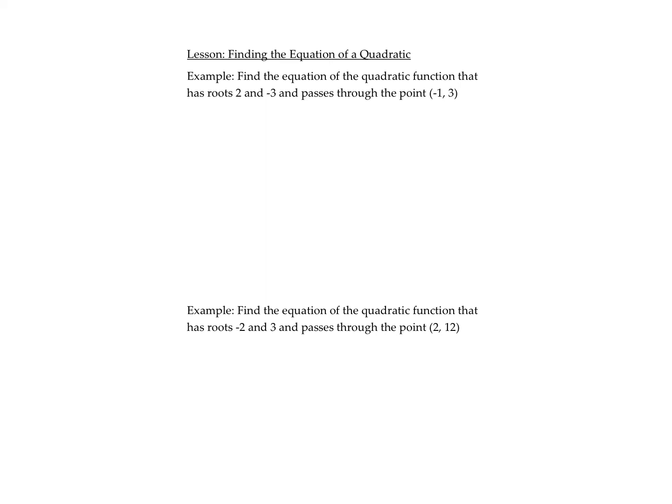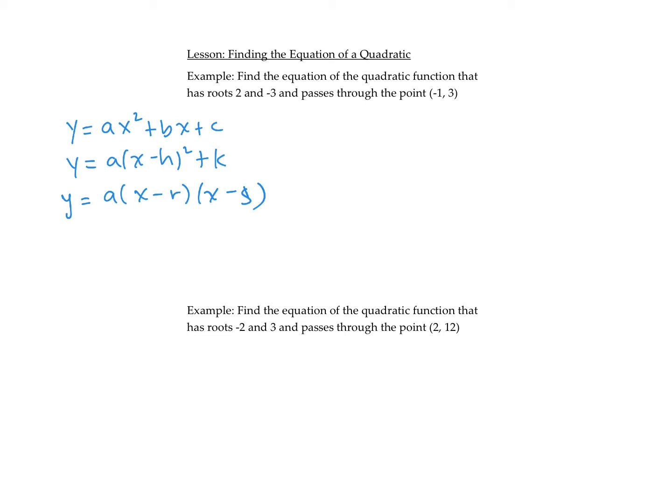Okay, this is a short lesson on finding the equation of a quadratic function. So remember, we can have the equation of a function in standard form. We can have it in vertex form. And we can have it in factored form. Let's just call this r and s. Okay, so those are the three ways we can write a quadratic function.